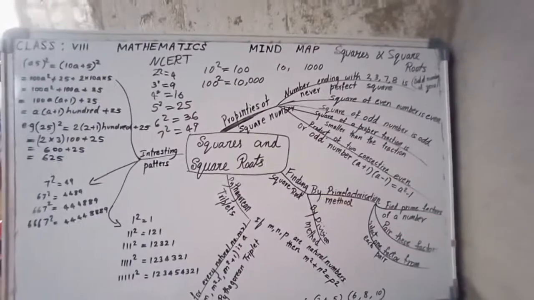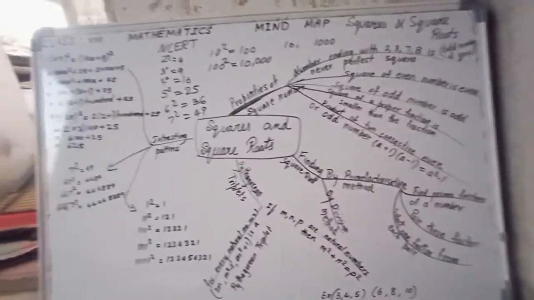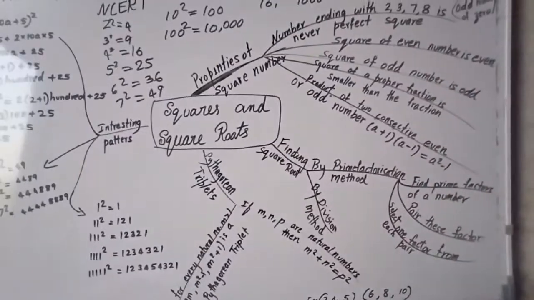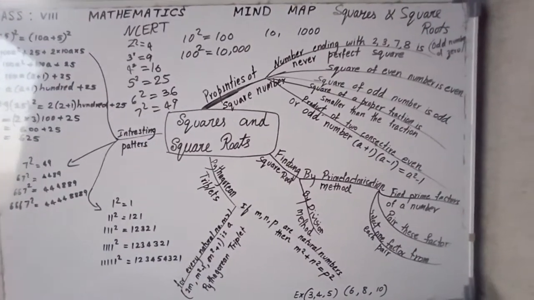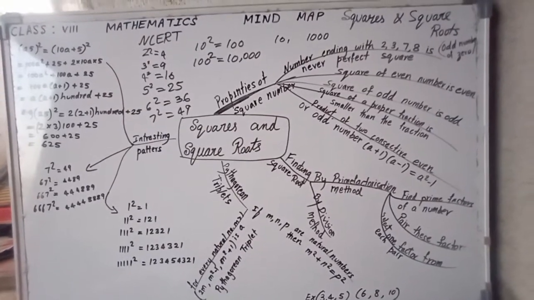This is the mind map of squares and square roots. You can enjoy drawing the mind map and recall your entire chapter in one map. It will be very useful to recall and revise the concepts.